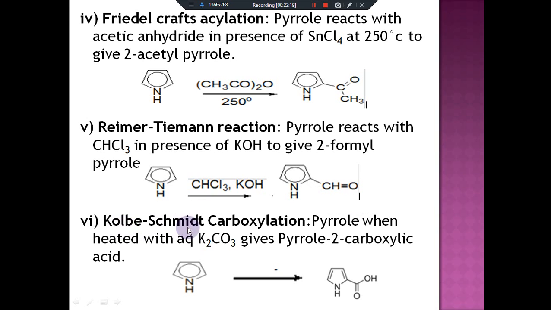Next one is Kolbe-Schmidt carboxylation. Pyrrole, when heated with an aqueous solution of potassium carbonate, gives pyrrole-2-carboxylic acid. The carboxylic acid will be substituted at the second position, the C2 position, to give pyrrole-2-carboxylic acid.